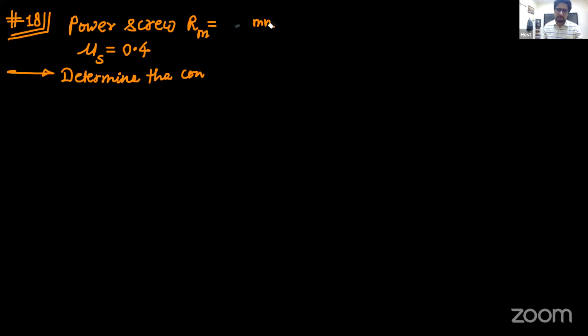Actually, this 100 mm is too much. It will become 100 mm radius, meaning screw diameter will become 200 mm. It will be this bigger screw. So let's take 24 mm as the mean radius of power screw. Now, determine the condition on lead of the power screw.